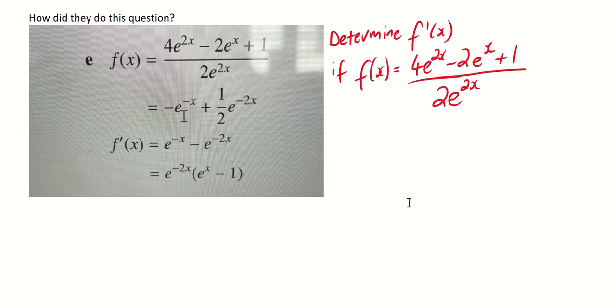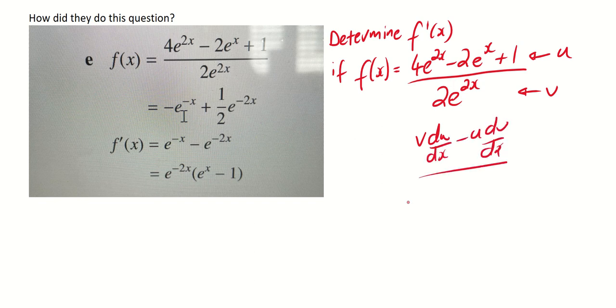So the question was probably something like, hey, determine f dash of x if your function is as follows. There's a few ways that you could go about doing this problem. One way would be seeing it as a quotient, saying, hey, this is u, this is v, and then going into your big nasty quotient rule and having to do a lot of work around fractions. Okay, we're going to avoid doing that altogether.